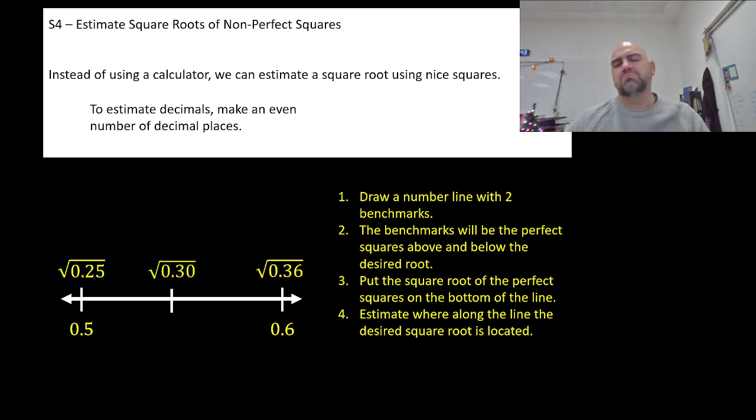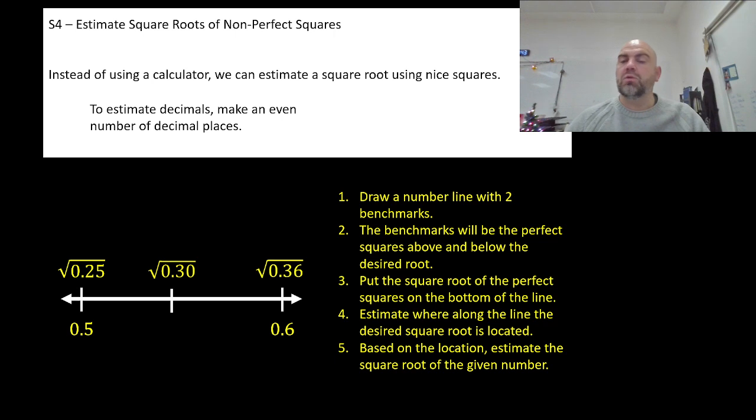You'll notice that I'm a little bit below half, but it could be roughly about half. Depending on what you decide to do with yours, you'll place yours where you want. Now, based on this location, we want to estimate the square root of the given number. It's going to be somewhere between 0.5 and 0.6. So our answer is going to be 0.5 something. And we're going to add that second decimal place in here. I'm going to say it's either 0.54 or 0.55. You could choose one of those.